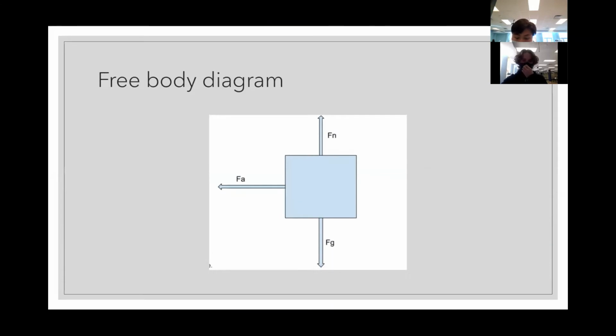Now for the free body diagram or the force diagram of the motion. As always, we have our force of gravity and our normal force. This is because my hand is holding the ball against the force of gravity. These two cancel each other out. And then we have our applied force from the left direction as I push the ball towards the left horizontally.